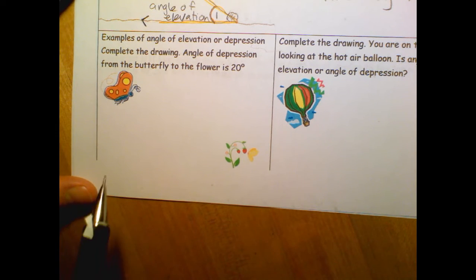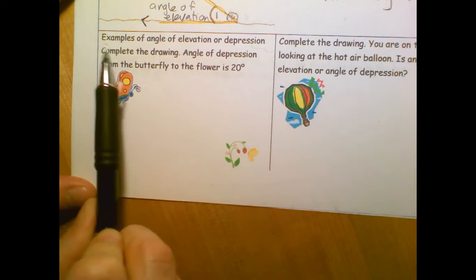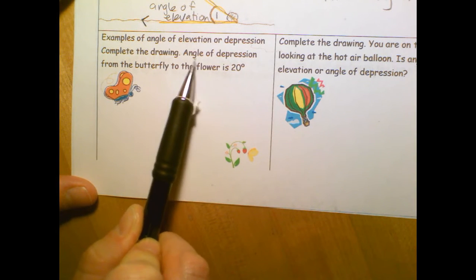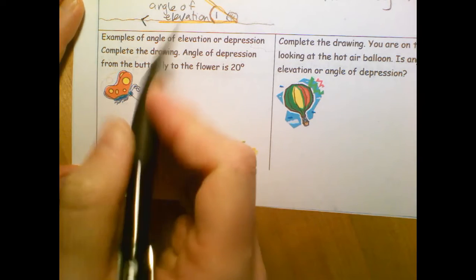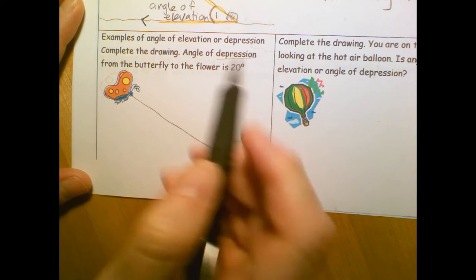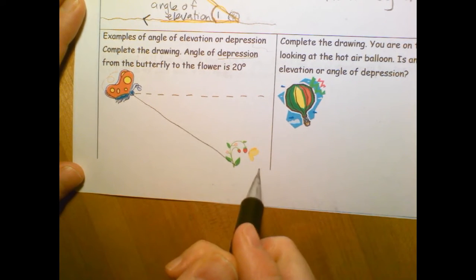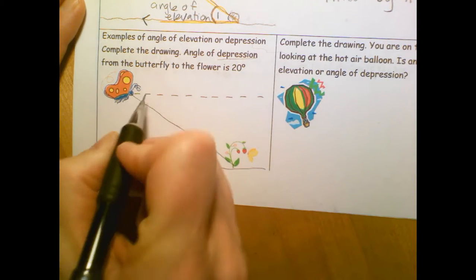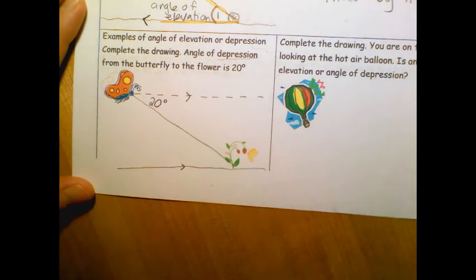Okay, these two examples at the bottom of the page are just to practice identifying and drawing the correct angles. So, complete the drawing. Angle of depression from the butterfly to the flower is 20 degrees. Okay, so we have a butterfly and a flower. We're going to draw in our line of sight. Before we do anything about angles of depression, we are going to make this imaginary horizontal line here. Let's make the ground here. So angle of depression is 20 degrees. That's that angle right there. And that's really all you had to do for this problem. All right, these lines are parallel.